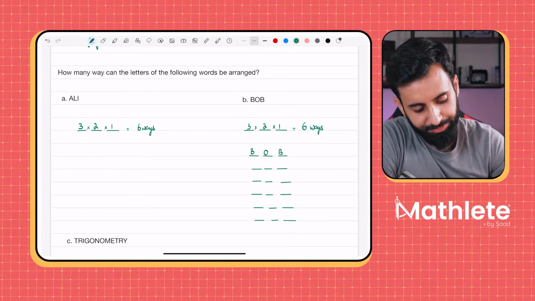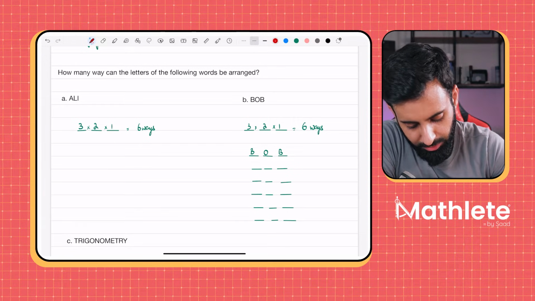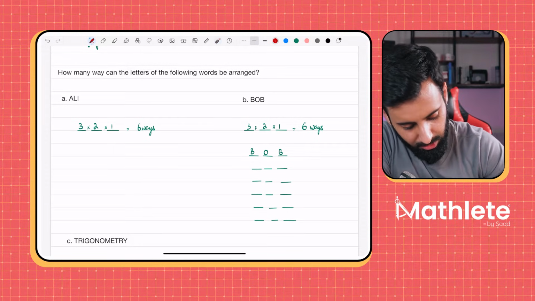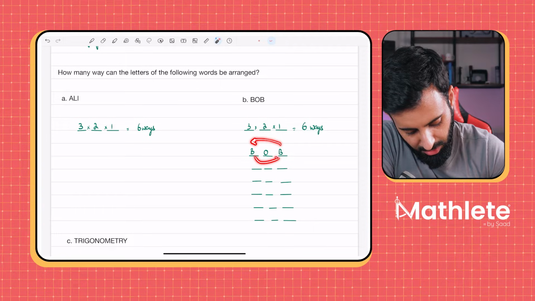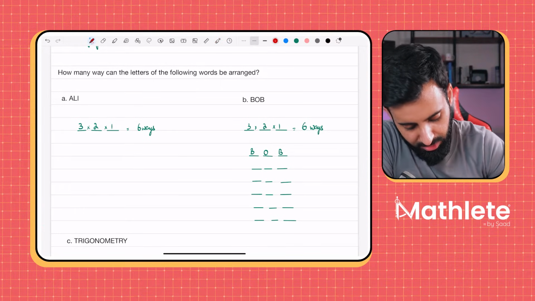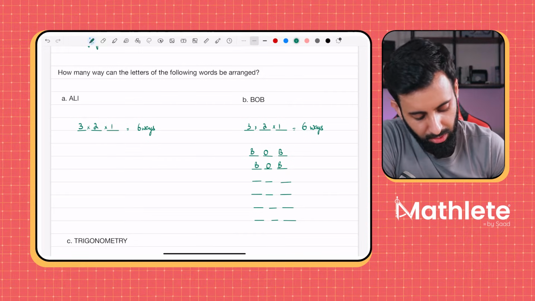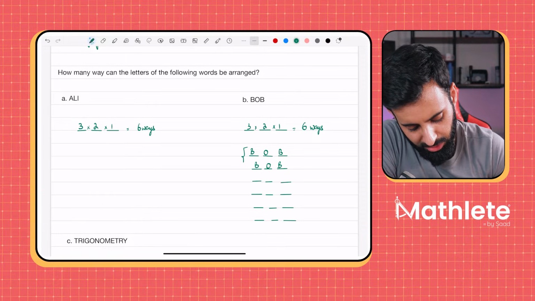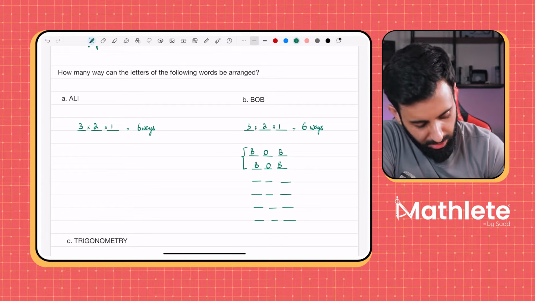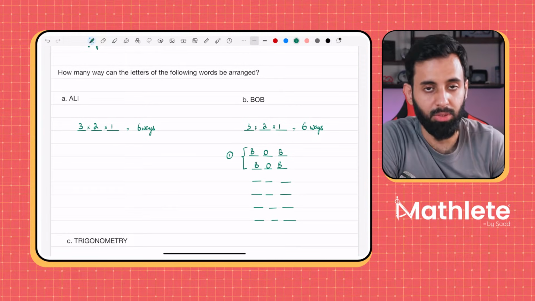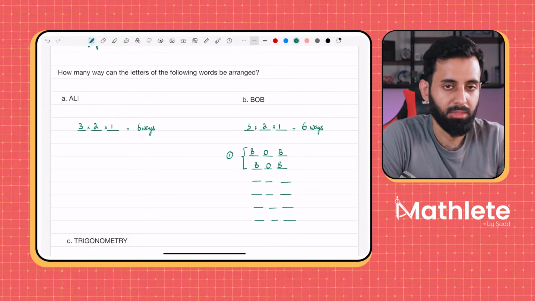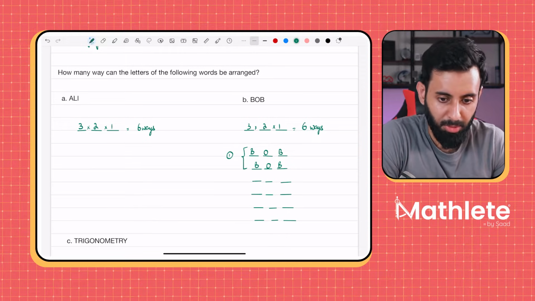That's BOB. Now, what if I swap the B's? I move this B here and this B here and say, you know what, here's another arrangement, and that is BOB. Now, what would you say? You would say that, wait a minute, this is exactly the same arrangement. So we will count this as 1. Even though we've swapped the B's, Bob was still Bob.